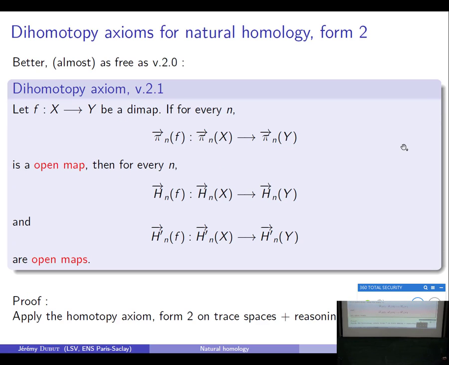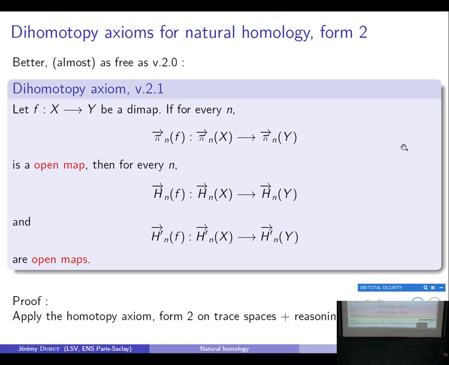The answer is yes, and it's almost as free. It is stated as follows. If a dimap induces an open map between natural homotopy, then it also induces open maps between natural homology and bimodule homology. And it's free because it's also just applying homotopy axiom on trace spaces. And then it's just reasoning on open morphism, which is purely categorical. We do not have geometry anymore. It's just category.